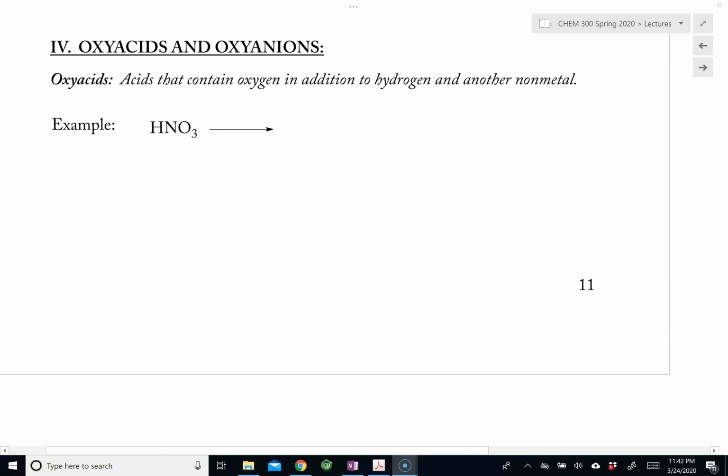In this lecture, we will go over the naming of the oxy acids and the oxy anions. So first, what are oxy acids? Oxy acids are acids that contain oxygen in them, in addition to having a hydrogen and another nonmetal. For example, nitric acid, HNO3, is an oxy acid. And in this case, the name of this oxy acid is nitric acid.